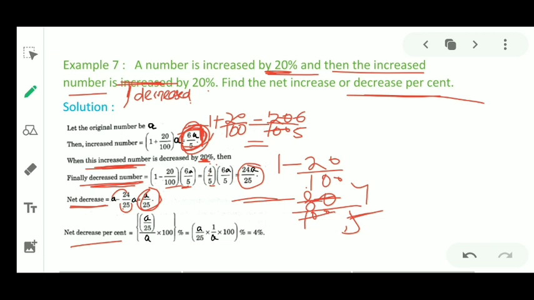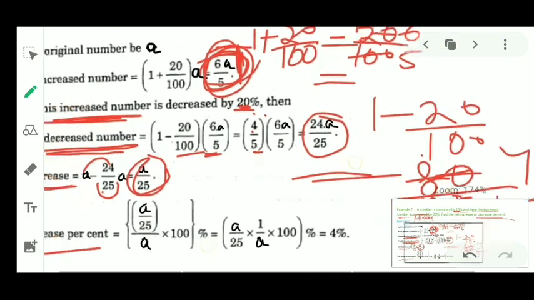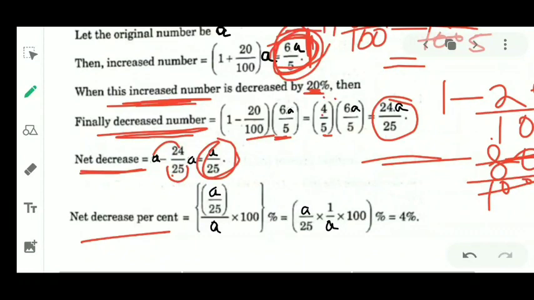You have already studied this in a lower class, class 6 or class 7, I think. The formula is decreased value by original value into 100. So what is the decreased value? a by 25. That is the net decrease value, a by 25, by the original number. The original number is a, multiplied by 100. So a by 25 into 1 by a, the a will be cancelled here. Then 100 by 25 equals 4. So the net decrease percent is 4%. Clear?